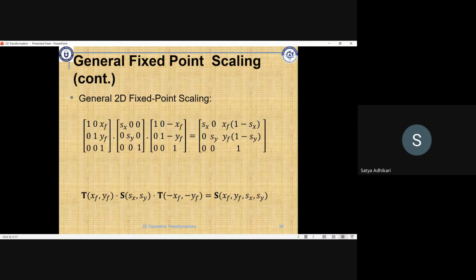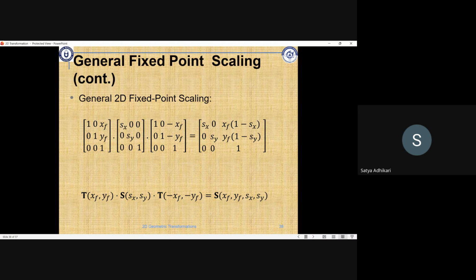So I represent the same thing in matrix form. You see, the first one is the translation, where xf and yf is written. So it is the same as tx and ty. So do not confuse. Then you see sx 0 0, 0 sy 0, the second matrix, 0 0 1. It is nothing but a scaling matrix.